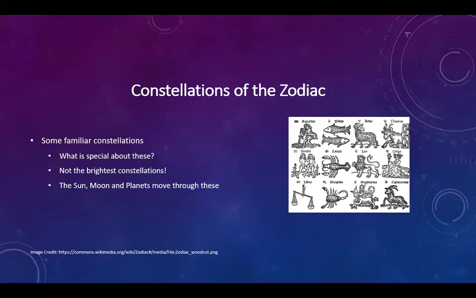Now, the constellations of the zodiac, you may know your zodiac sign. What's special about these constellations, they're not the brightest constellations. It's because they are along the ecliptic. So they're the constellations that the various objects that move across the stars move through. So the sun, the moon, and the planets all move through these constellations.